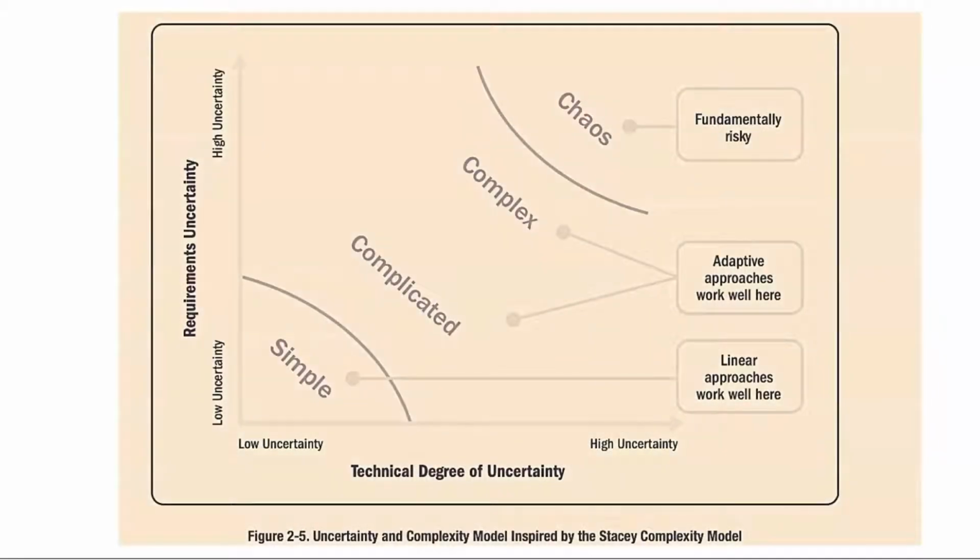And finally, they end this chapter with an uncertainty and complexity model, which is derived from the Stacey complexity model that categorizes tasks such as simple, complicated, complex, and chaotic.